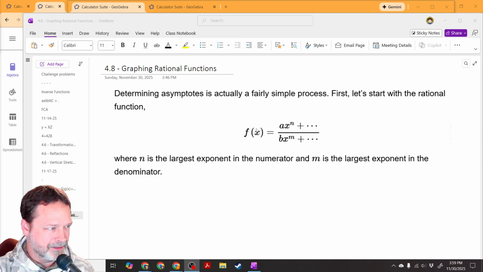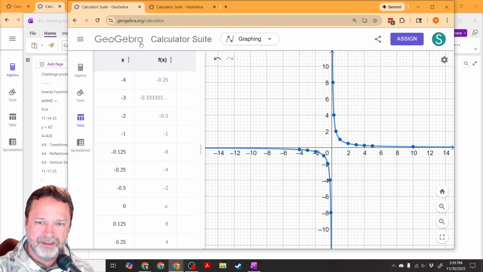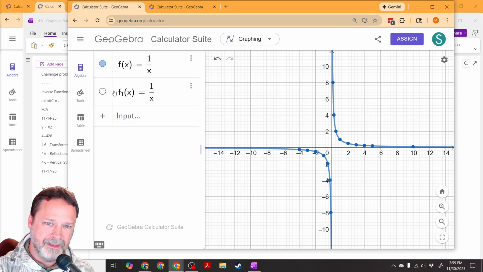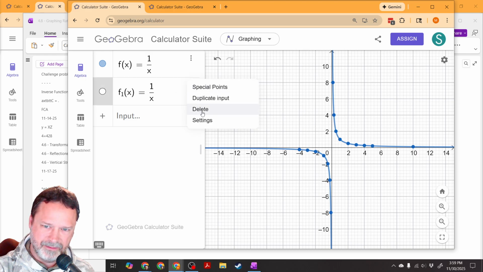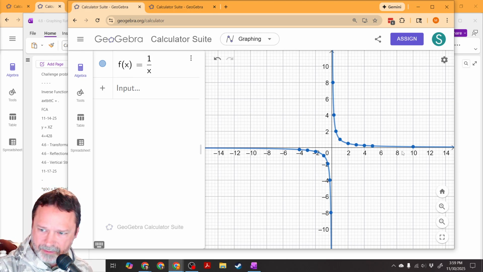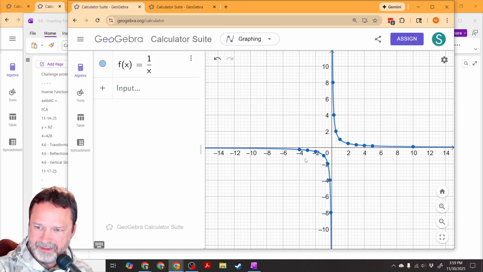So first off, let's look at the most basic rational function to get an idea of what these guys do and how they act. The first one we want to look at is the graph of f of x equals 1 over x. That is what we have right here. I have a bunch of points listed out here, so let's take a look at those. Let's start off with the right and move our way left.